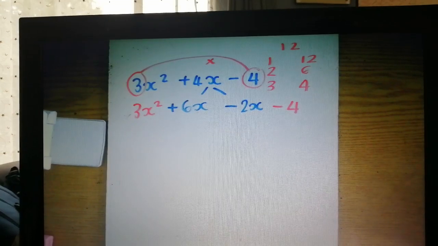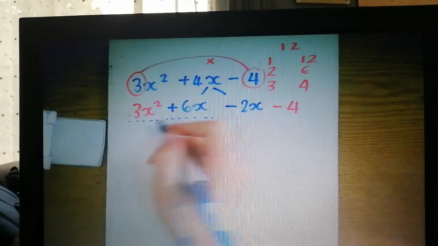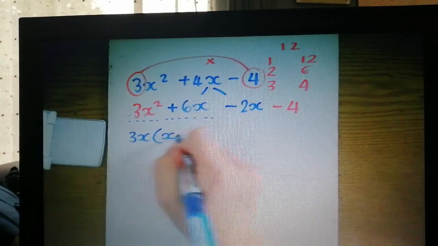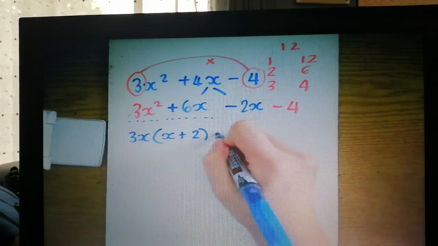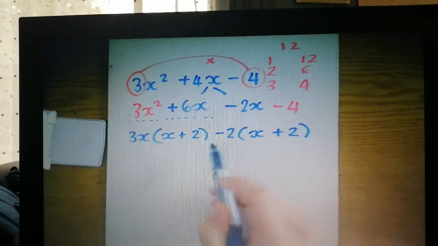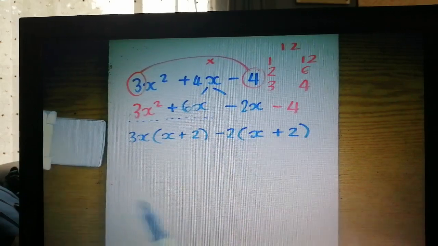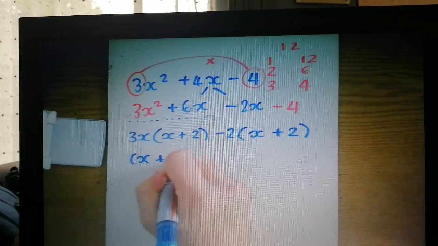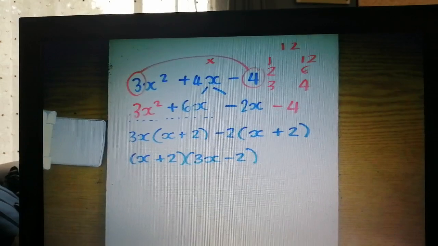And now we just find our HCF. What do I take out here? I take out 3x, and I'm left with x plus 2. And what do I take out here? I take out negative 2, and I'm left with x plus 2. Again, if you had taken out positive 2 and not negative 2, you would have had to do a sign change, and you would have landed up here. I note my common bracket. So I take my common bracket out, and I'm left with 3x minus 2.